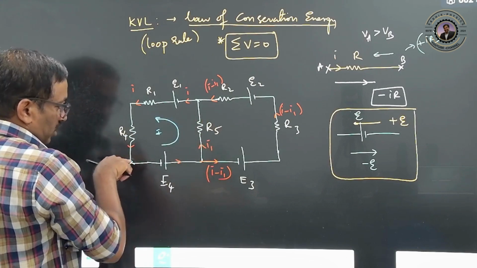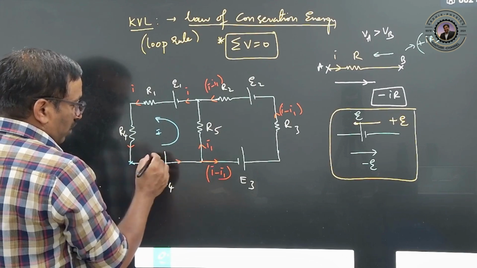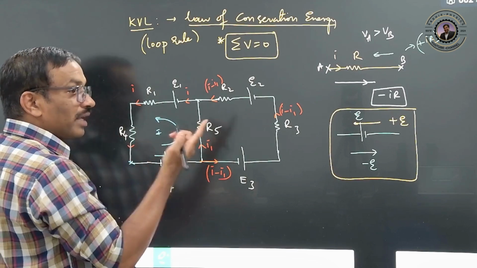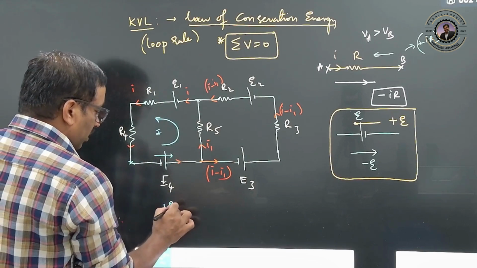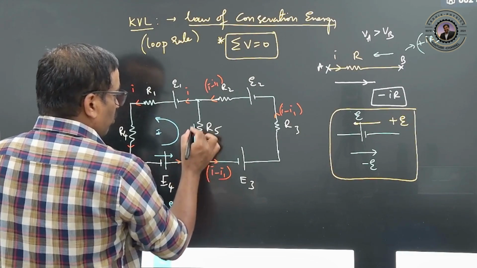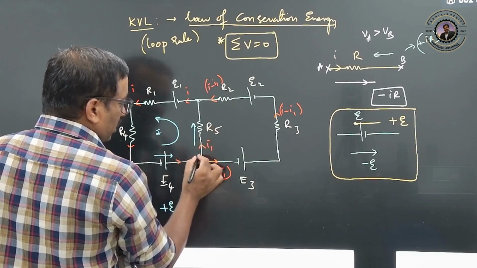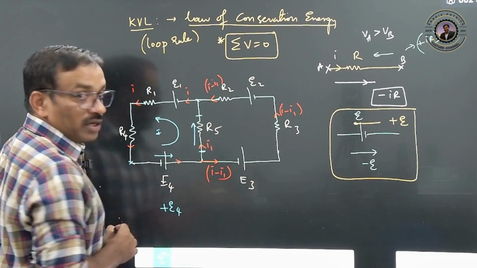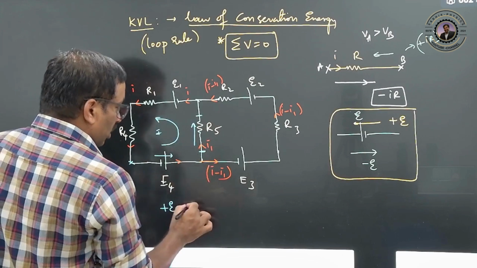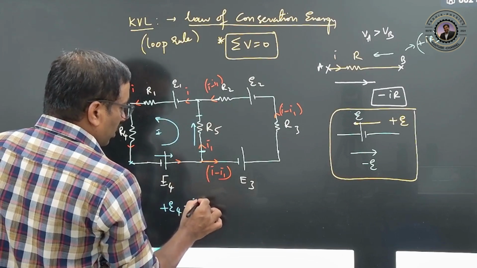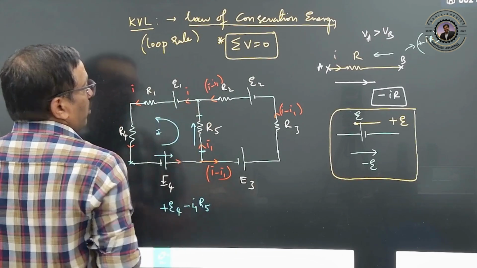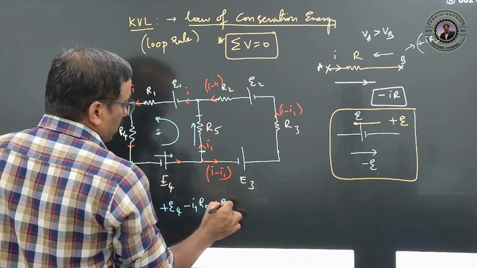Suppose you are going from here to here, from lower potential to higher potential, meaning you are gaining potential, so plus E4. Clear? Now going from here to here, current is also going, that means this is the higher potential and this is the lower potential. Going from higher potential to lower potential means loss, so minus I1 into R5. Now I am going from here to here, negative to positive, so here plus E1.